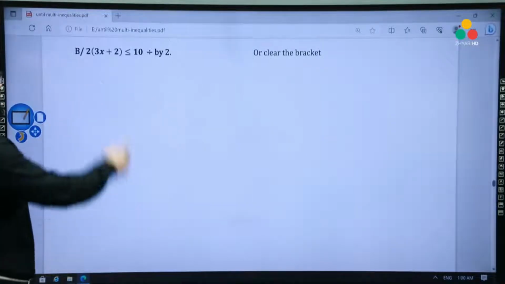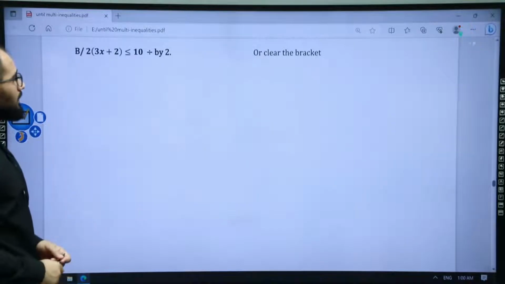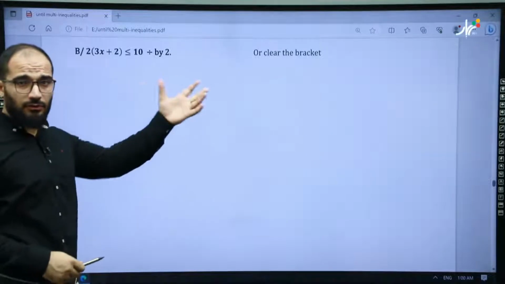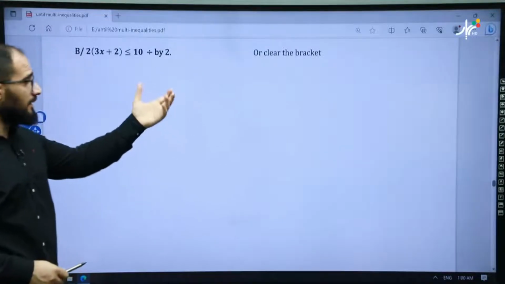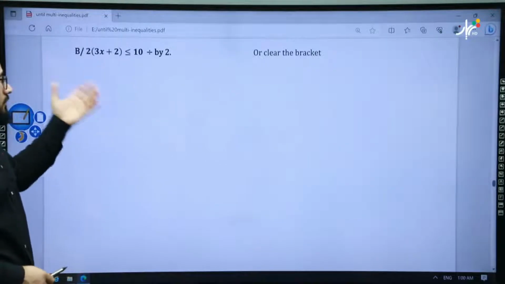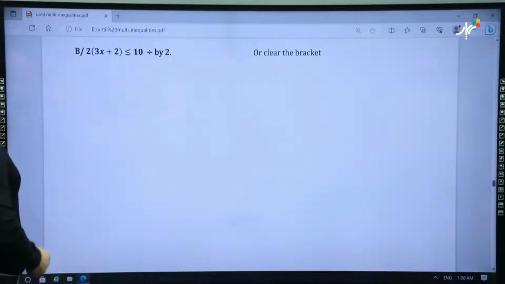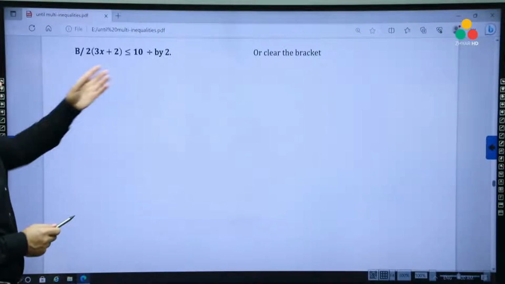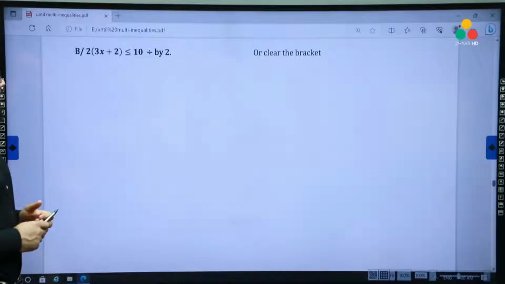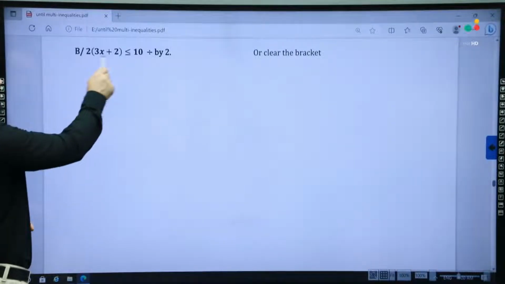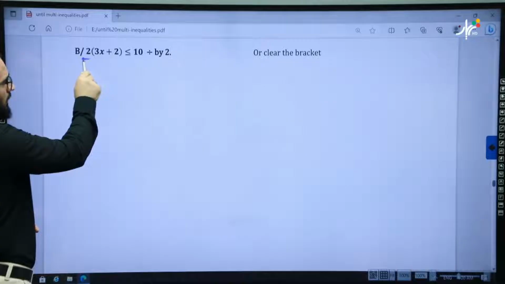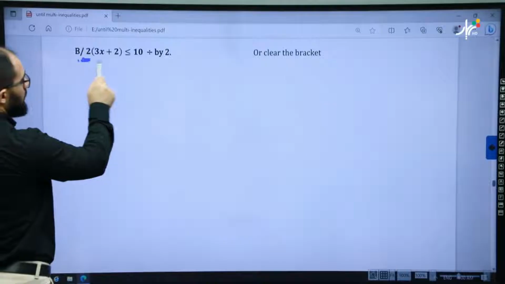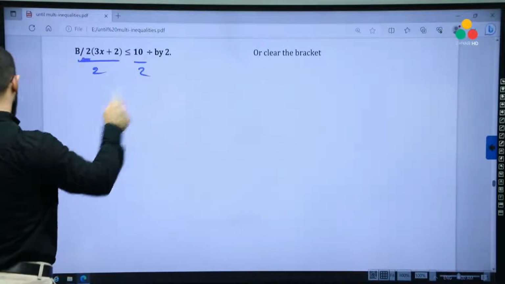we have 2 times (3x plus 2) less than or equal to 10. Okay, let's solve it. In this example, there are 2 ways. I'm going to solve by both of them, just to explain that they are the same and also you can do different steps. Let's solve by the first way. The first way is we are going to divide all the inequality by 2. Why are we going to divide it by 2? Because in front of the bracket we have 2. That's why we are going to divide it by 2.